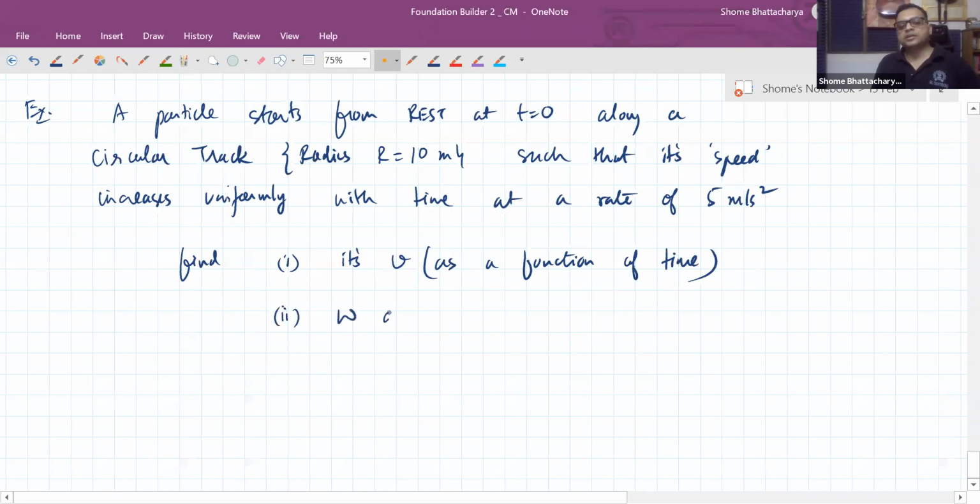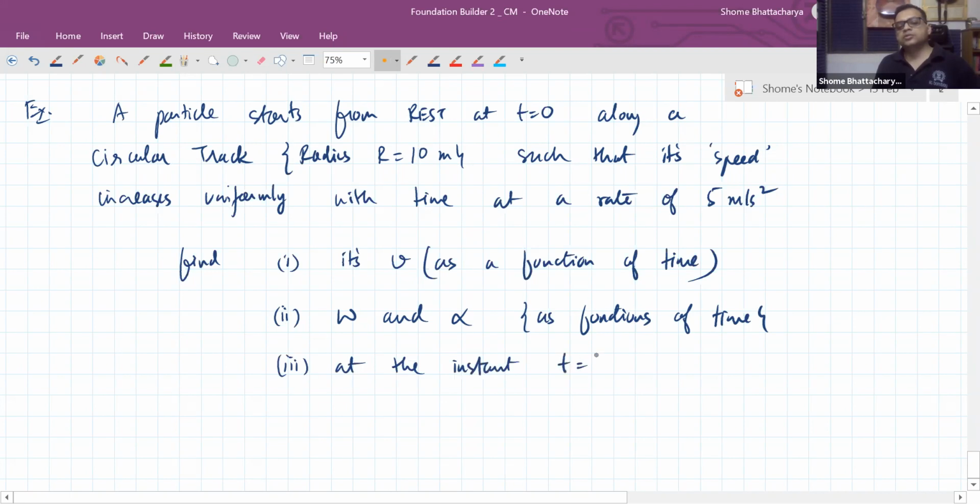Its angular speed and angular acceleration, again, as functions of time. And third, at the instant t equal to 2 seconds, find its centripetal acceleration, tangential acceleration, and magnitude of net acceleration.